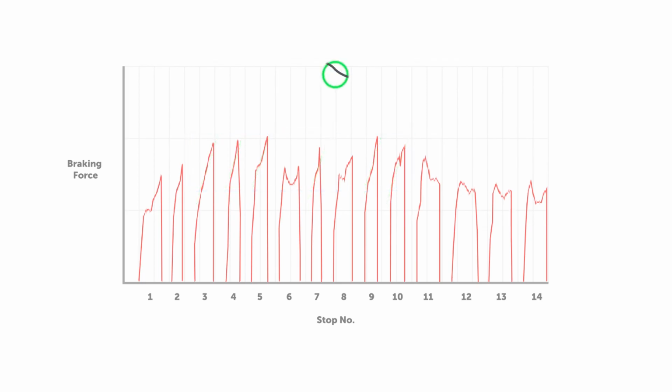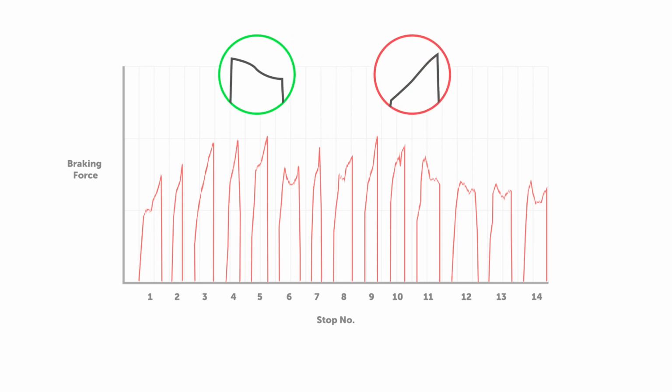Ideally, what we want is a strong initial bite with the friction slightly and gradually decreasing and then stabilizing through the stop. What we don't want is the initial bite to be low and then the friction to rise throughout the stop, as this is usually the hardest for the driver to control and modulate.